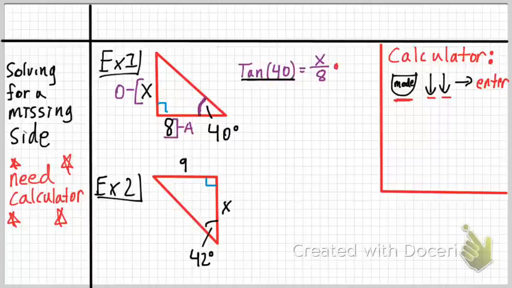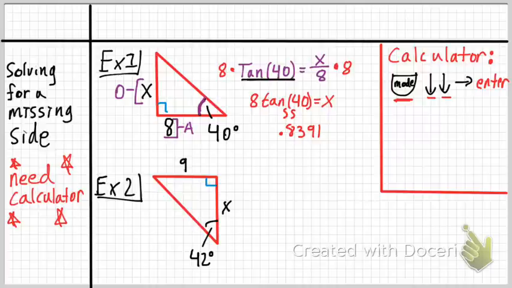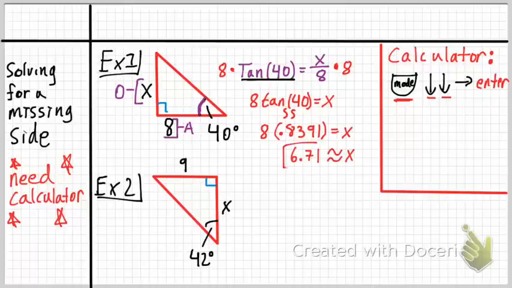So I want to get x by itself, so I'm going to multiply both sides by this 8 here, and I get 8 times the tangent of 40 is equal to x. And then we plug that into our calculator and we plug in tangent of 40. And tangent of 40 is approximately 0.8391. So that's just the number. And then we're multiplying by 8, and then that will give us x. And so we get that x is approximately 6.71. So this side length over here, this x, is going to be about 6.71.